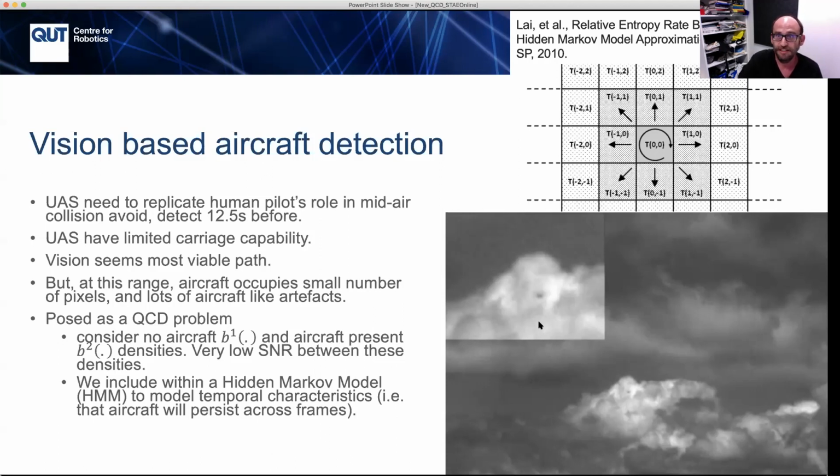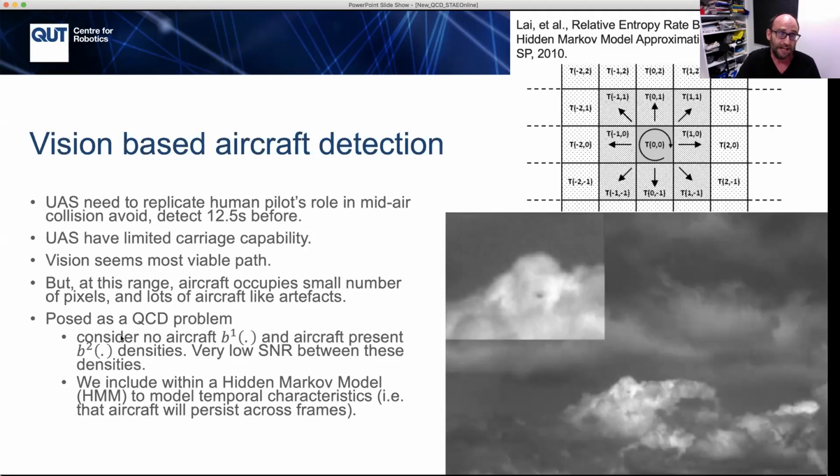And here's an example of the imagery from the sort of distances you need to detect. It's sort of implied you need to detect about 12.5 seconds before closest approach, and in the class of aircraft we're working with, that's more than 2 kilometres away, and the aircraft will look something like this. And this is what I would call a low SNR sort of problem.